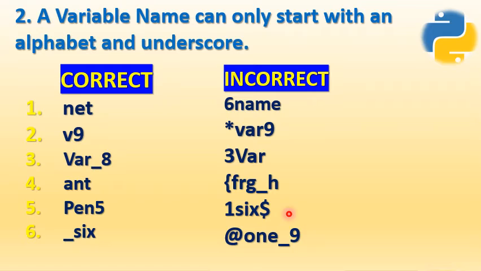So this is incorrect. Now in the sixth example, I use underscore 6. This variable name contains underscore and alphabets, and the first letter of my variable name is underscore, which is acceptable. Now here in the incorrect ones, I used at the rate of 1 underscore 9. Since the at the rate is a special symbol, this is an incorrect variable.